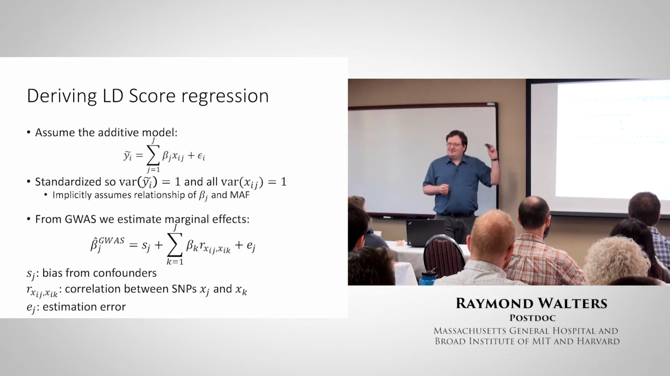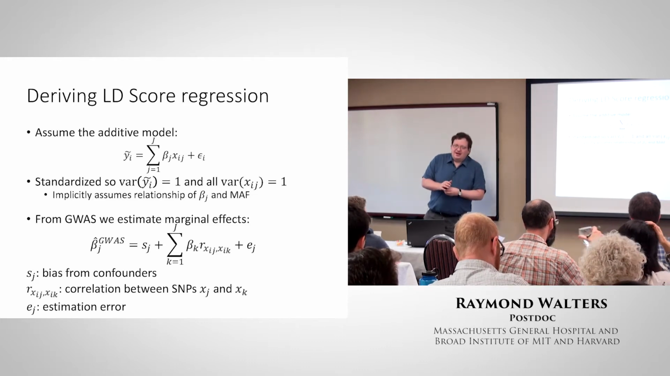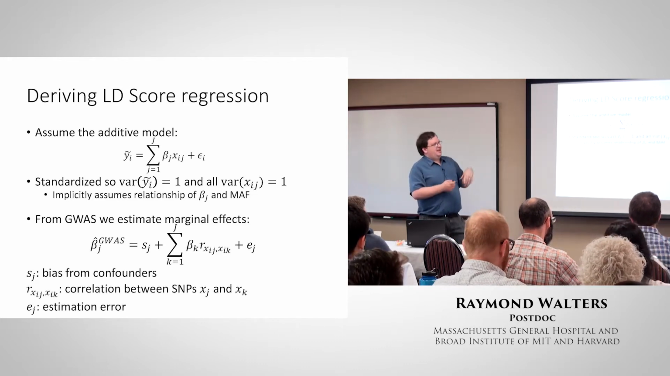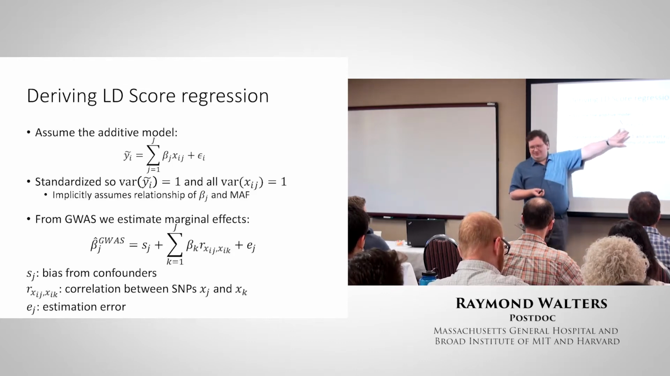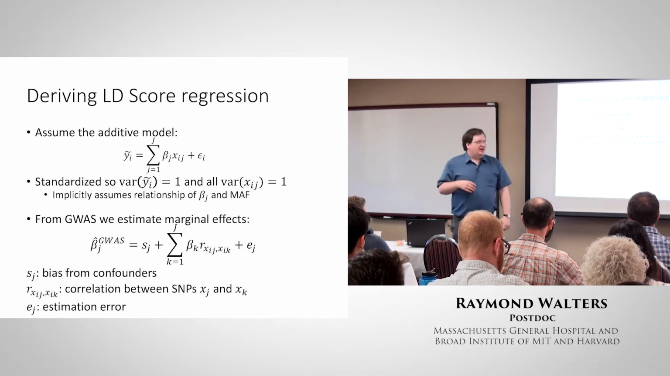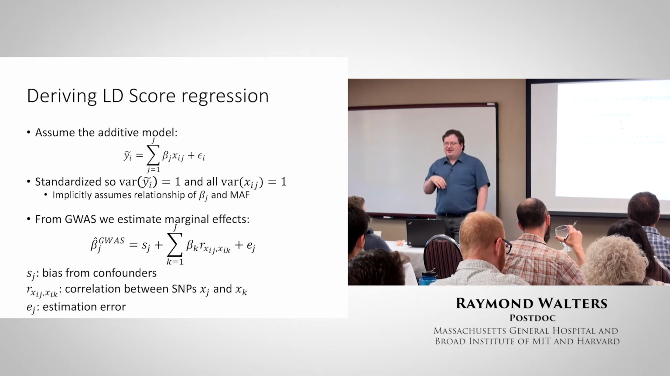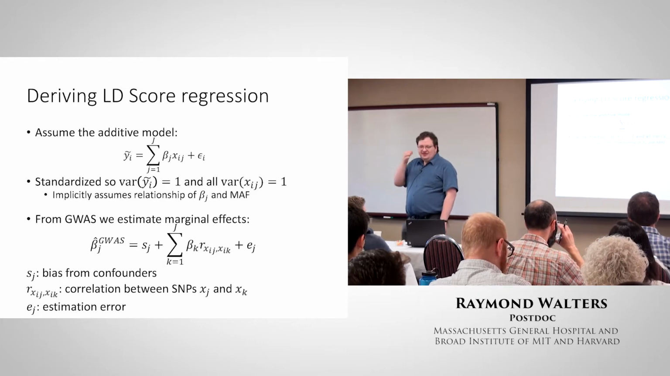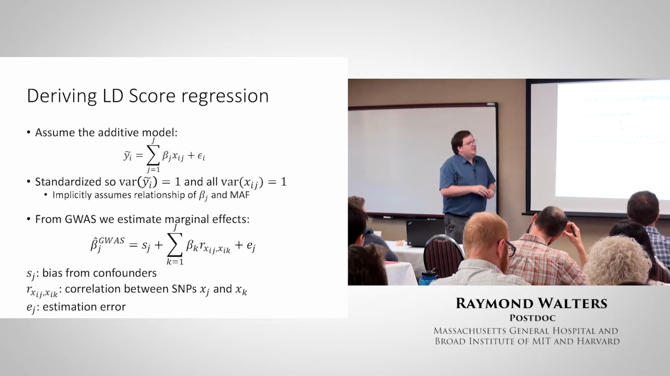So we're going to assume the same additive model that we've talked about a number of times already this week, that you have your trait of interest and that there's some collection of your genotypes that in an additive sense can predict this phenotype. And we're going to talk about this in the context of having a standardized trait and standardized genotypes, just for simplicity's sake.